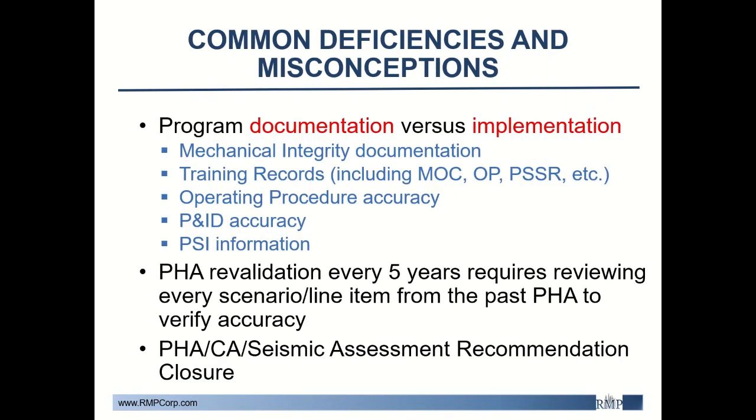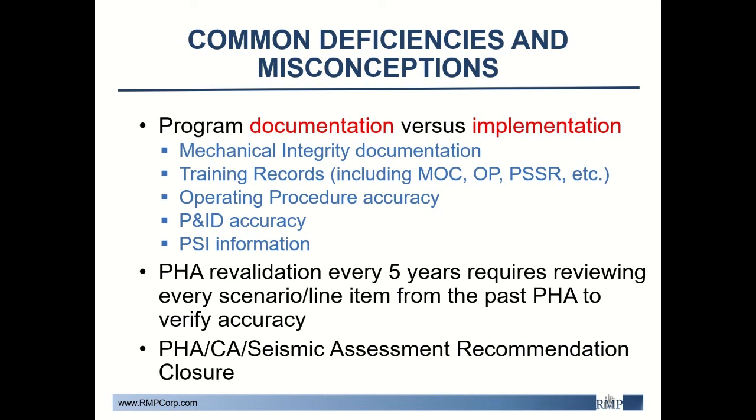So next we'll get into some common deficiencies and misconceptions about your CalARP RMP and PSM program. First, program documentation versus implementation. Say, for example, you made a change to your process. Was the mechanical integrity documentation updated to reflect that change? Were training records performed on that change, including MOC, operating procedures, or the pre-startup safety review, etc.? If there has been a change, were the operating procedures updated to verify the accuracy of the change? Were P&IDs updated to reflect that change?